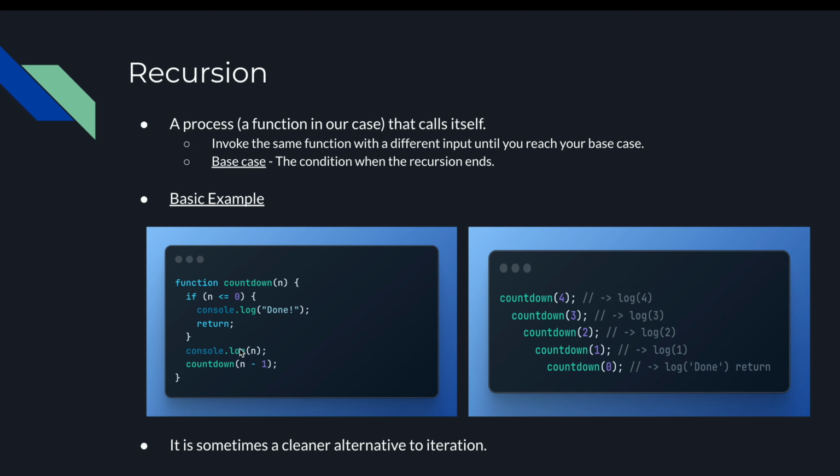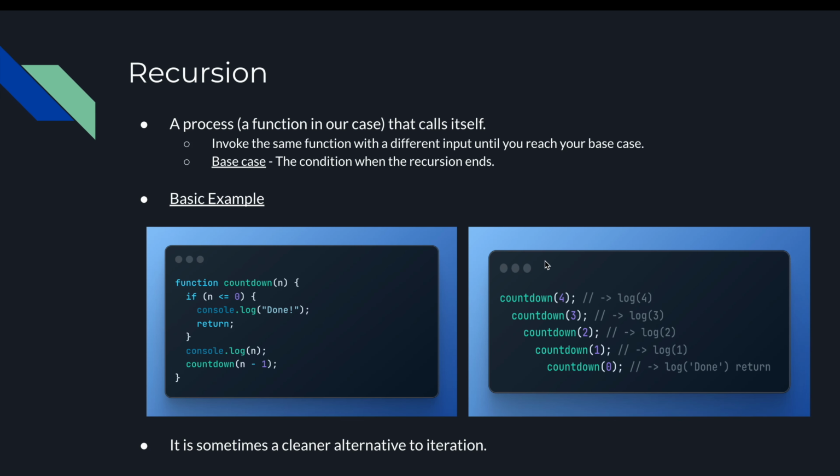And after repeating this process several times, once our value of n reaches 0 or smaller than 0, then we simply log done and then return. And that's where our recursion ends. So we can say this condition, if n is smaller than or equal to 0, is our base case.